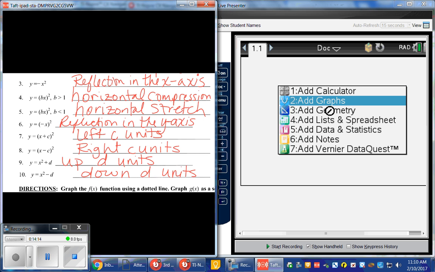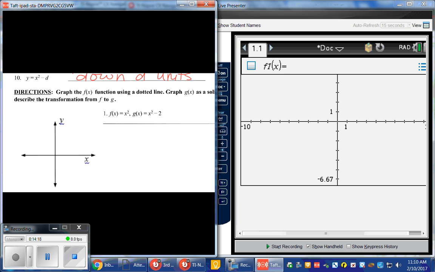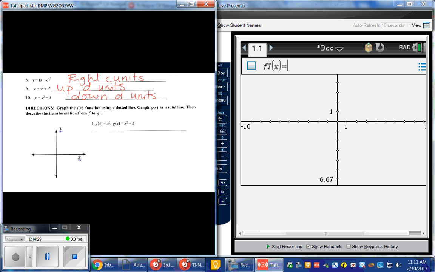All right, let's take a look at number 1. So first, let's read the directions. I'll get you a copy of the notes in just a minute. So number 1, the directions say graph the f of x function using a dotted line, and then graph the g of x function using a solid line, and then we're going to describe the transformation.